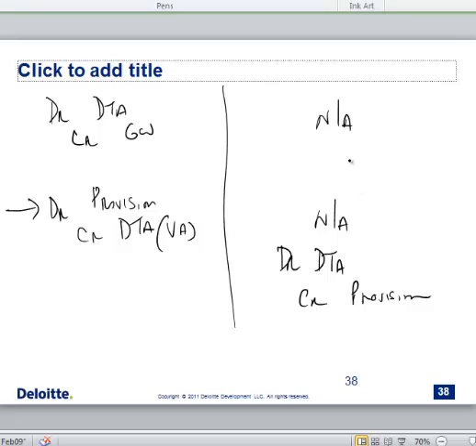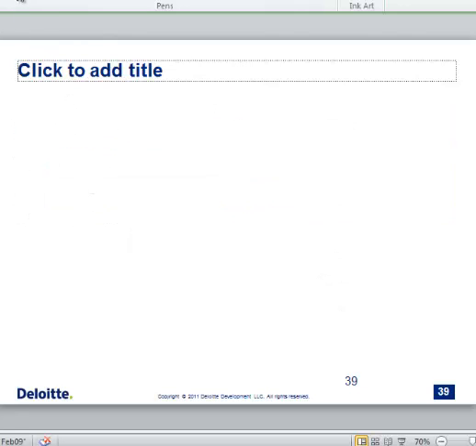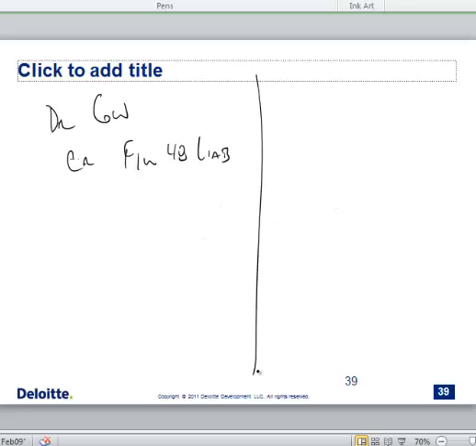The same thing is true for FIN 48. Let's use FIN 48 as an example. If I acquire a company, and I think they have some exposures but I'm not sure, I might book an opening balance sheet FIN 48 liability, and I would debit goodwill, right? If down the road I didn't need that FIN 48 liability, I would debit FIN 48 and credit provision. Okay?